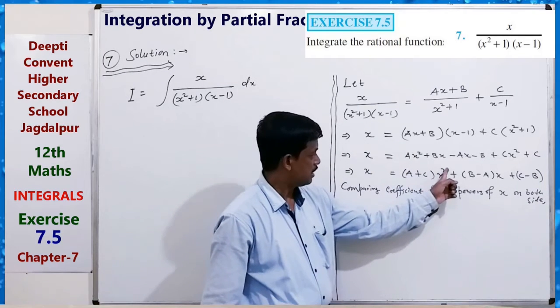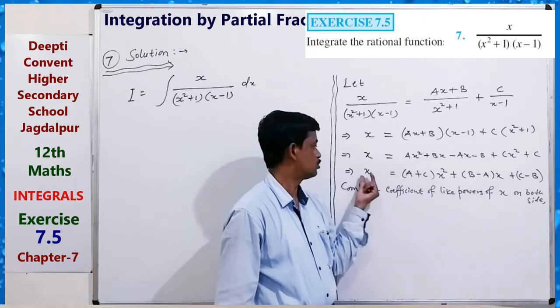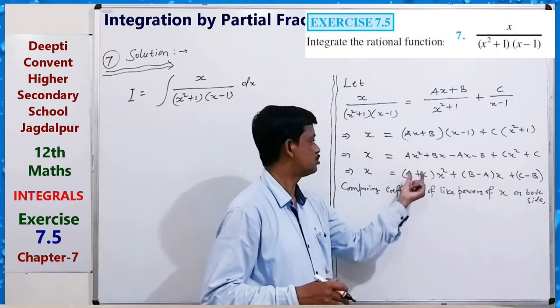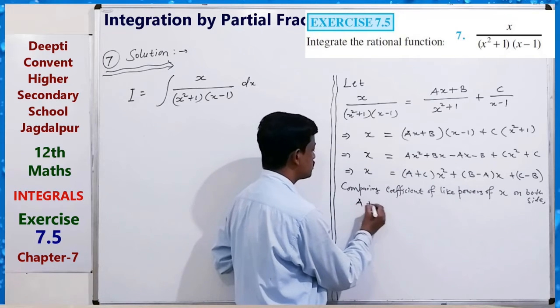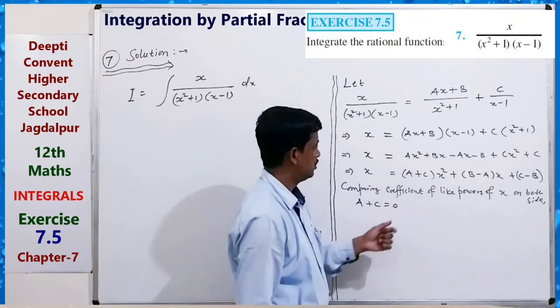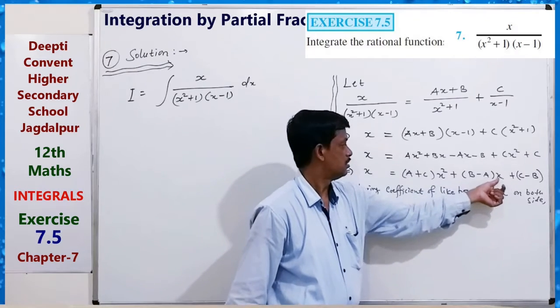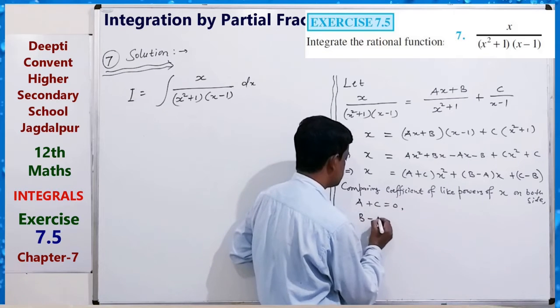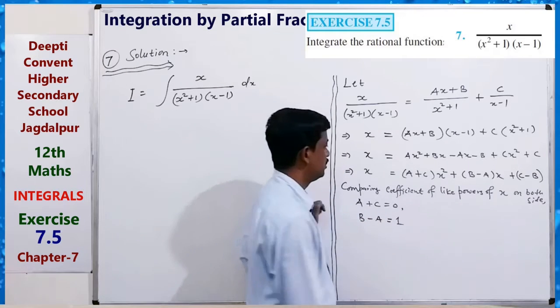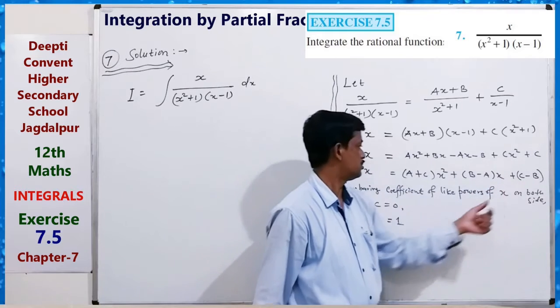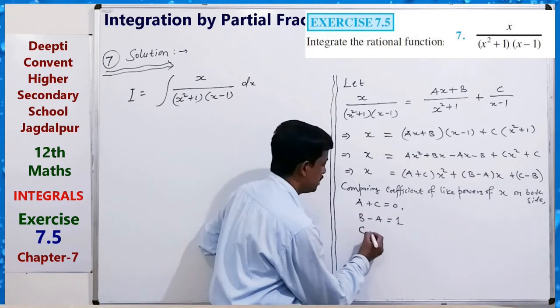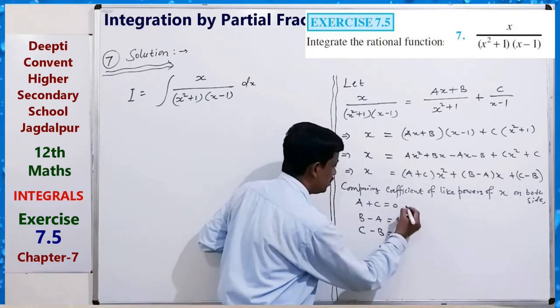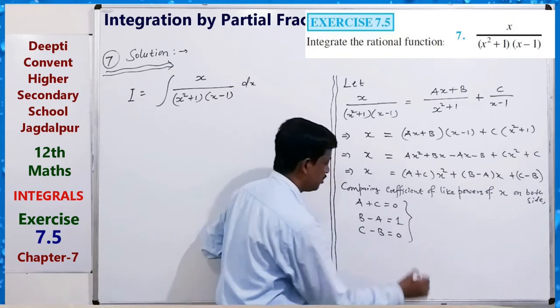So second degree, x to the power 2, here x to the power 2 is nothing, so this equals 0. So a plus c equals 0. Here x coefficient b minus a, here 1. So b minus a equals 1 and c minus b equals the constant term, here 0. c minus b equals 0. Now you have to solve it.